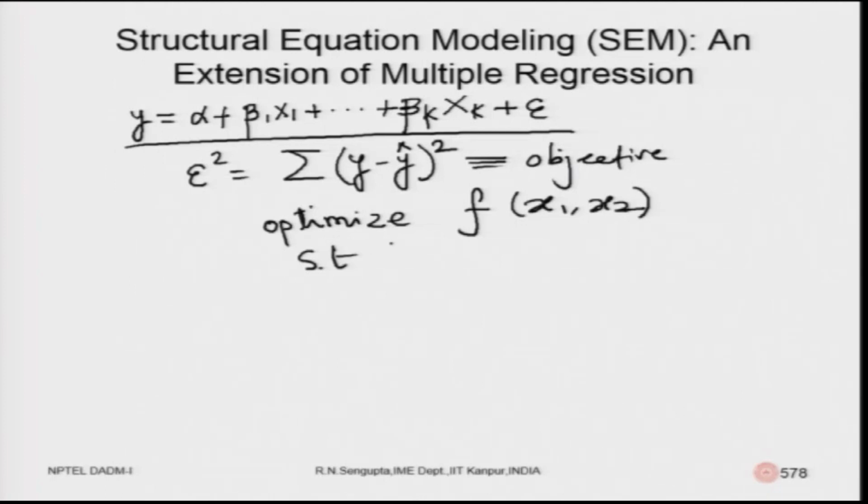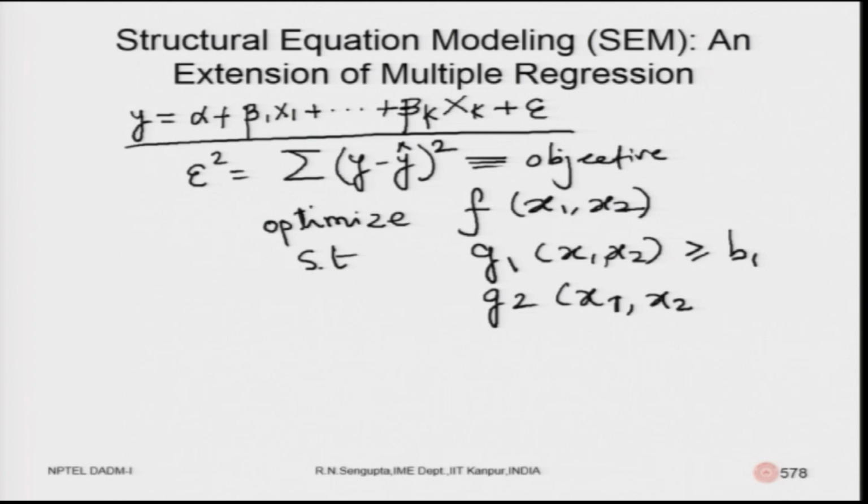Subject to constraints, again some g1 of x1, x2, say for example, greater than or equal to b1. These are just constants, consider b1 is a constant, and similarly consider g2 of x1, x2 being greater than or equal to b2. This greater than sign or less than sign can be tailored according to your problem, and there are other constraints. Now, let us draw the diagram of how it can be done.